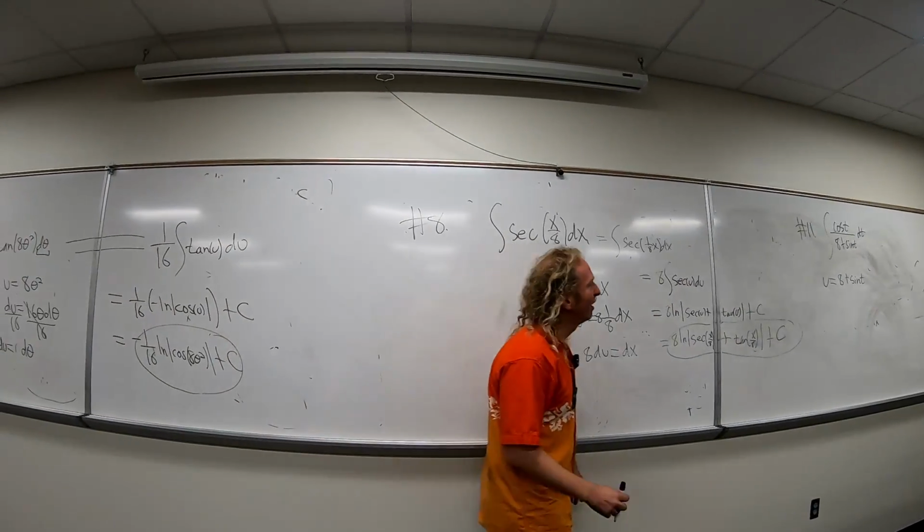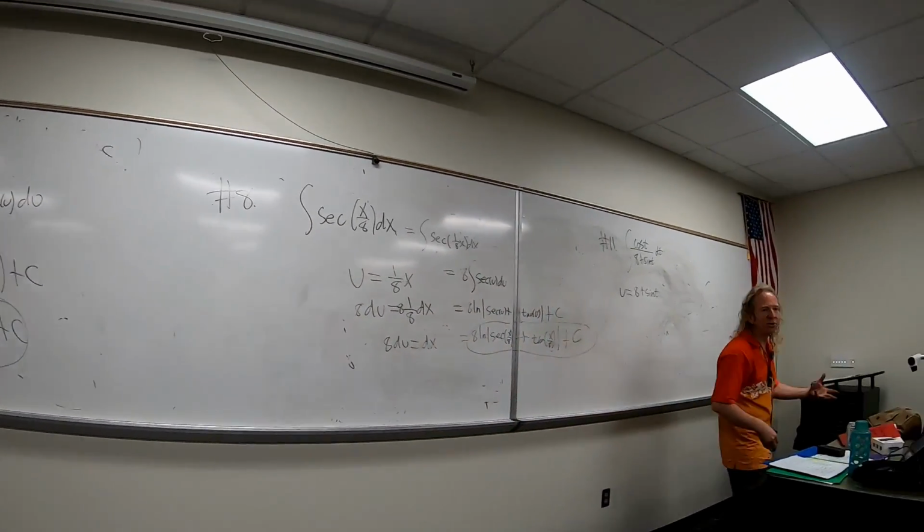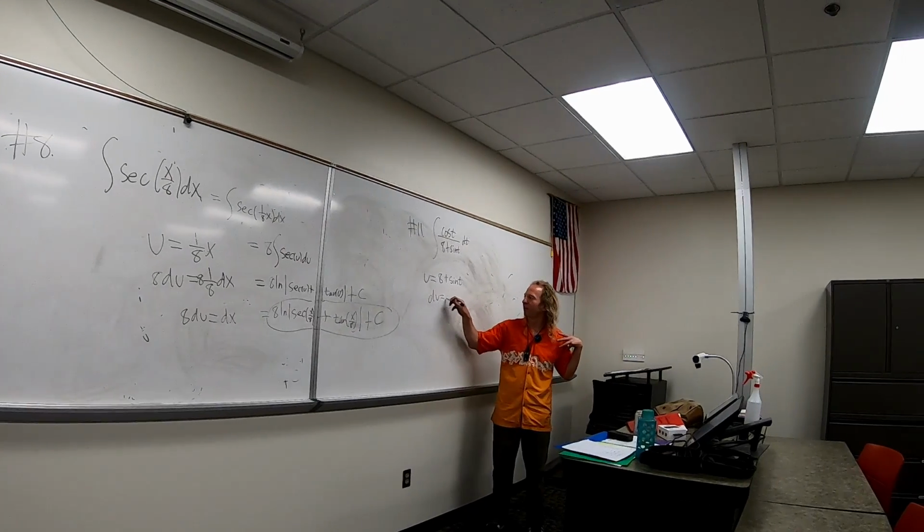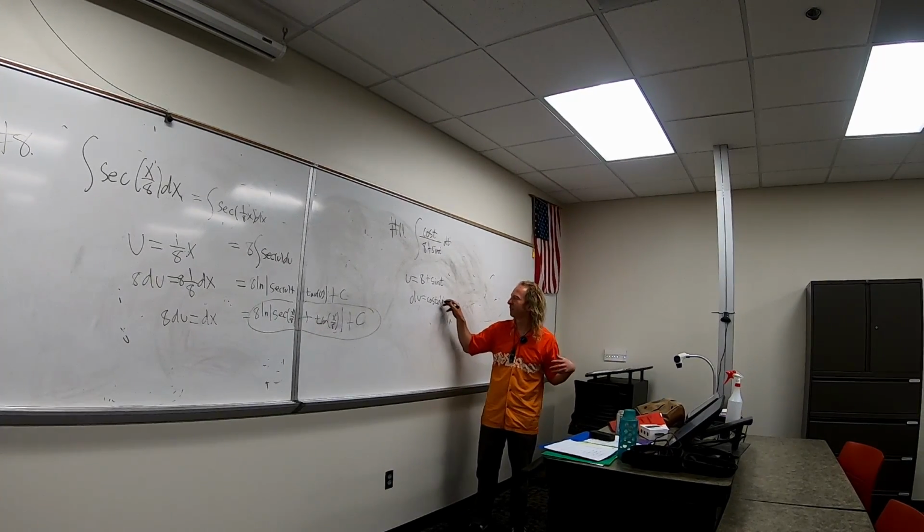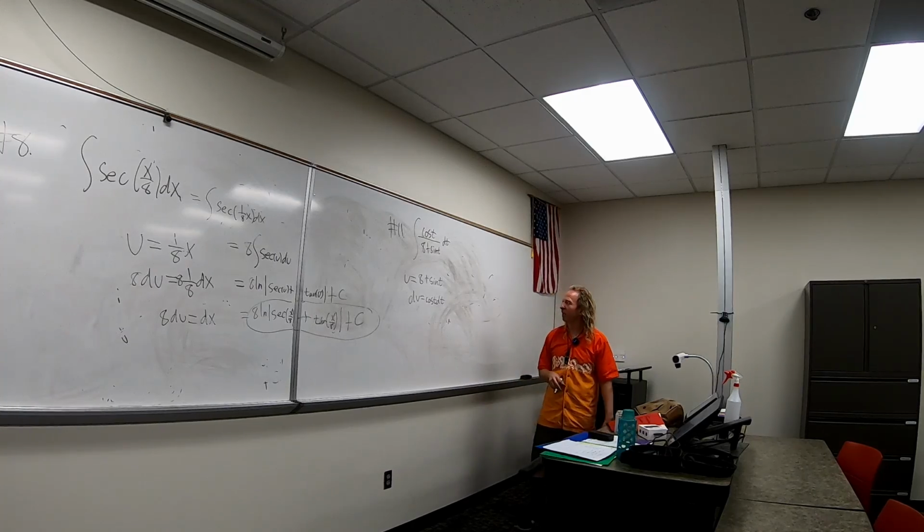So you let u equal 8 plus sine t. That's what you do for u. And then your du is just cosine t dt. And that's it.